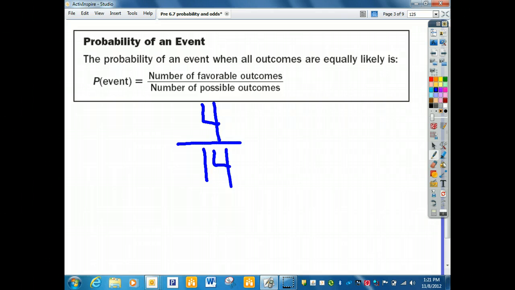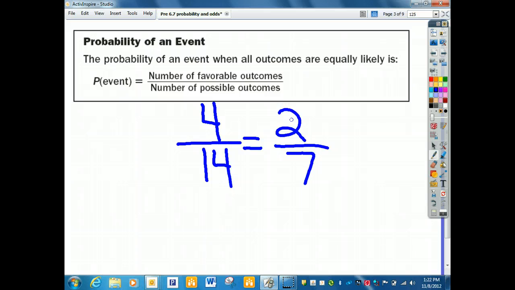However, am I done? No. Why not? Simplify. Absolutely. You still have to simplify your ratio. What does that simplify down to? 7. Excellent. 2 to 7. So for every 7 puppies, 2 of them are brown. The probability of getting a brown one, 2 out of every 7.